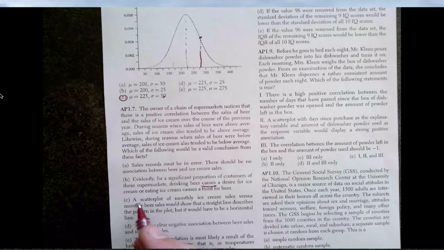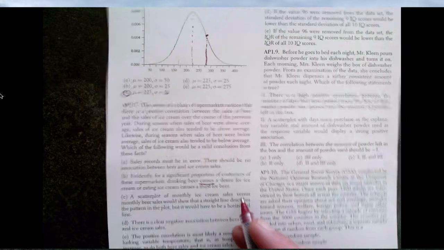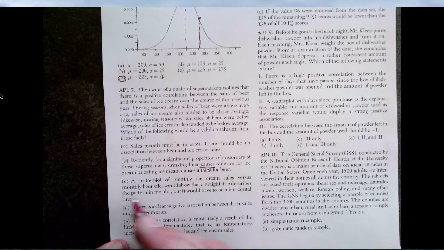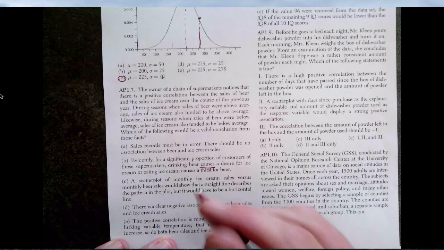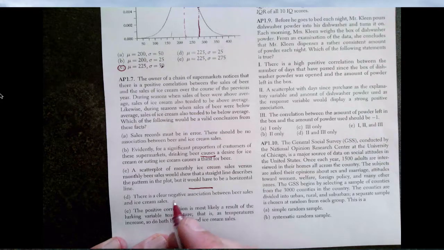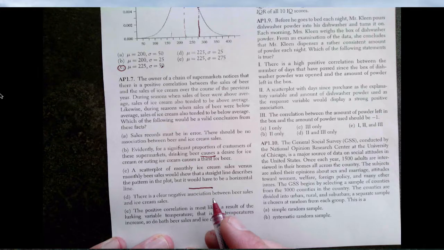No. A scatter plot of monthly ice cream sales versus monthly beer sales would show a straight line, describes the pattern in the plot, but would have to be a horizontal line. Okay, a horizontal line is like this, and that is not what we would call a positive association. Okay, so that's not it. There's a clear negative association. Okay, they said as one goes up, the other goes up, so that's not it. So it's got to be E.